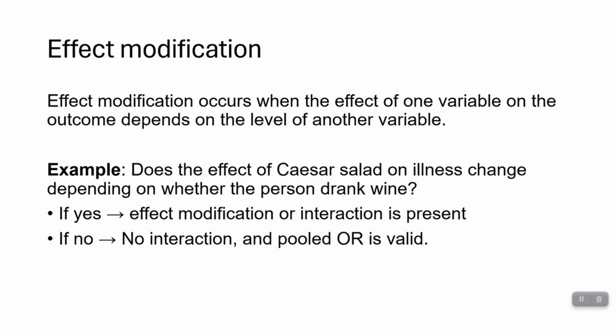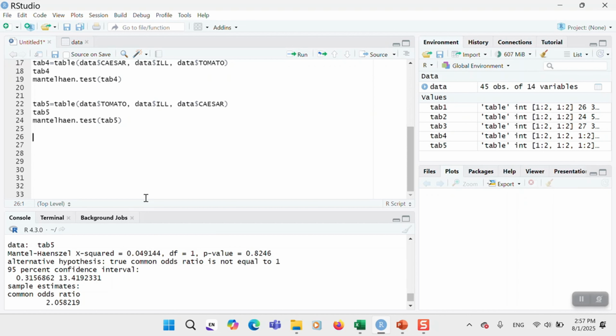So there are a variety of ways to test the interaction or effect modification, but the easiest one is using logistic regression. Why are we using logistic regression? The biggest limitation of Mantel-Haenszel is that it can't handle continuous variables. And what if you have multiple confounders? It's not just one confounder. In that case, logistic regression can easily address this issue.